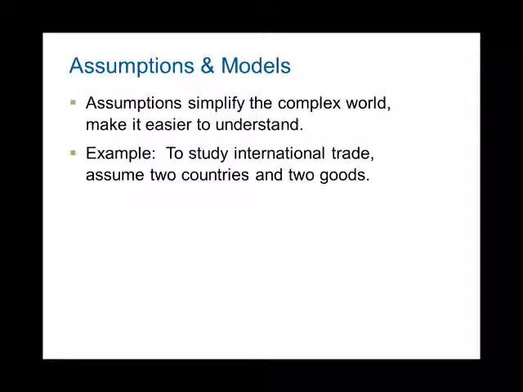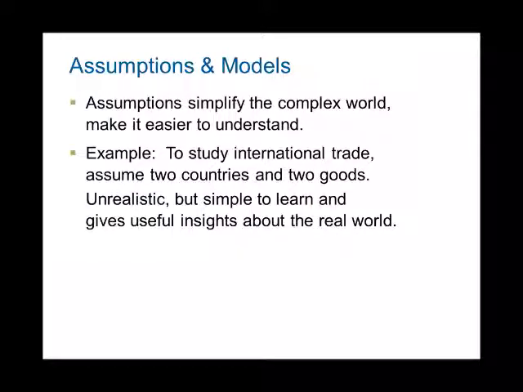So instead of doing all that, we are just simplifying the model and assuming that there are just two countries in this world and they just trade two kinds of products. And the results we get from that model are simple enough for us first to grasp, and secondly, they can be generalized to how the world is working around us. It is unrealistic, but it is very simple to learn, and it gives us very useful insight about how the real world works.